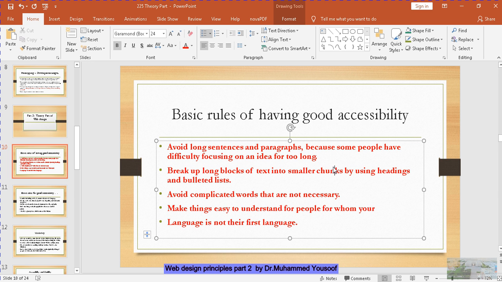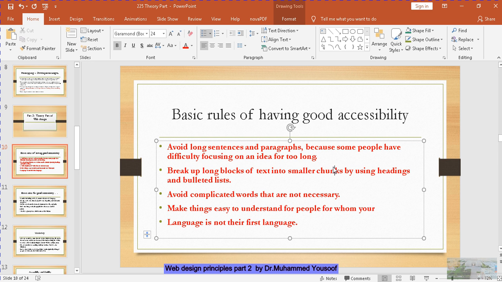The other common mistake made by web designers is that they try to use complicated jargon and words. What is jargon? Technical words which are not easily understandable for a customer who is not technically very well versed. So please do not use complicated words which are not necessary. Make things easy for the people whom you are serving. Do not think that you should use very high level content, not necessary.